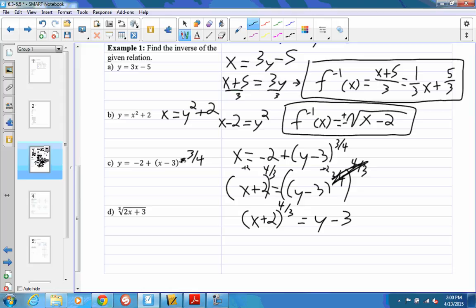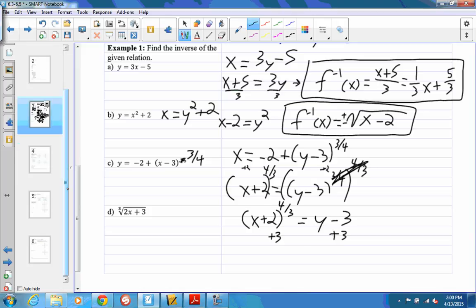So negatives do not matter. I didn't think they did. Oh, well, then I have to add 3 to both sides, right? Leaving me with my inverse of x equals x plus 2 to the 4/3, plus 3.